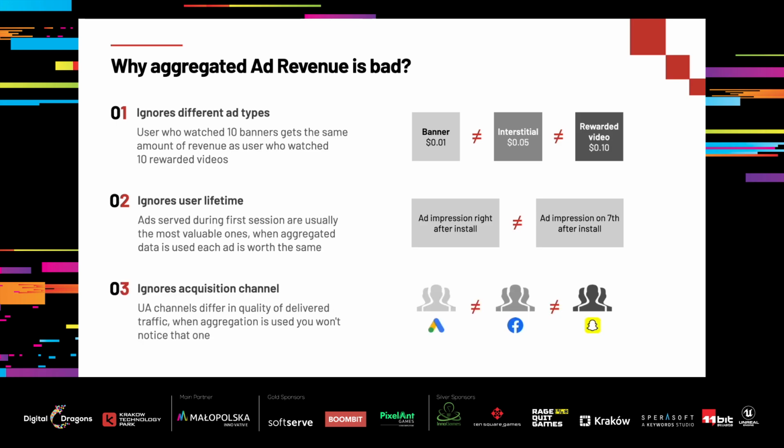And the third issue, as aggregated method treats all users the same, it does not distinguish user source. In fact, the ad ARPU is very different depending on the acquisition network. Organic user very often receives different ads than user acquired through Facebook, so their ARPU will be different, and you cannot ignore that either.